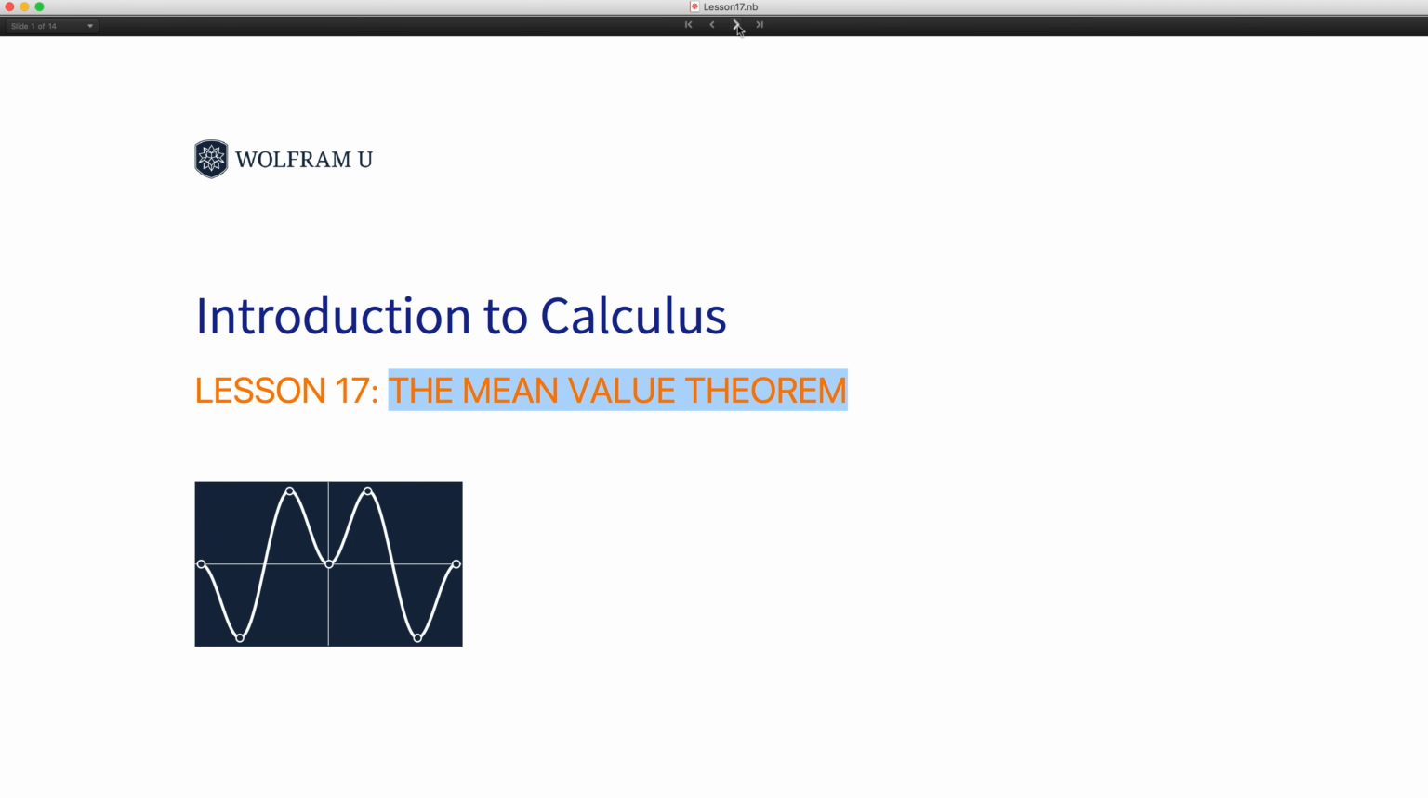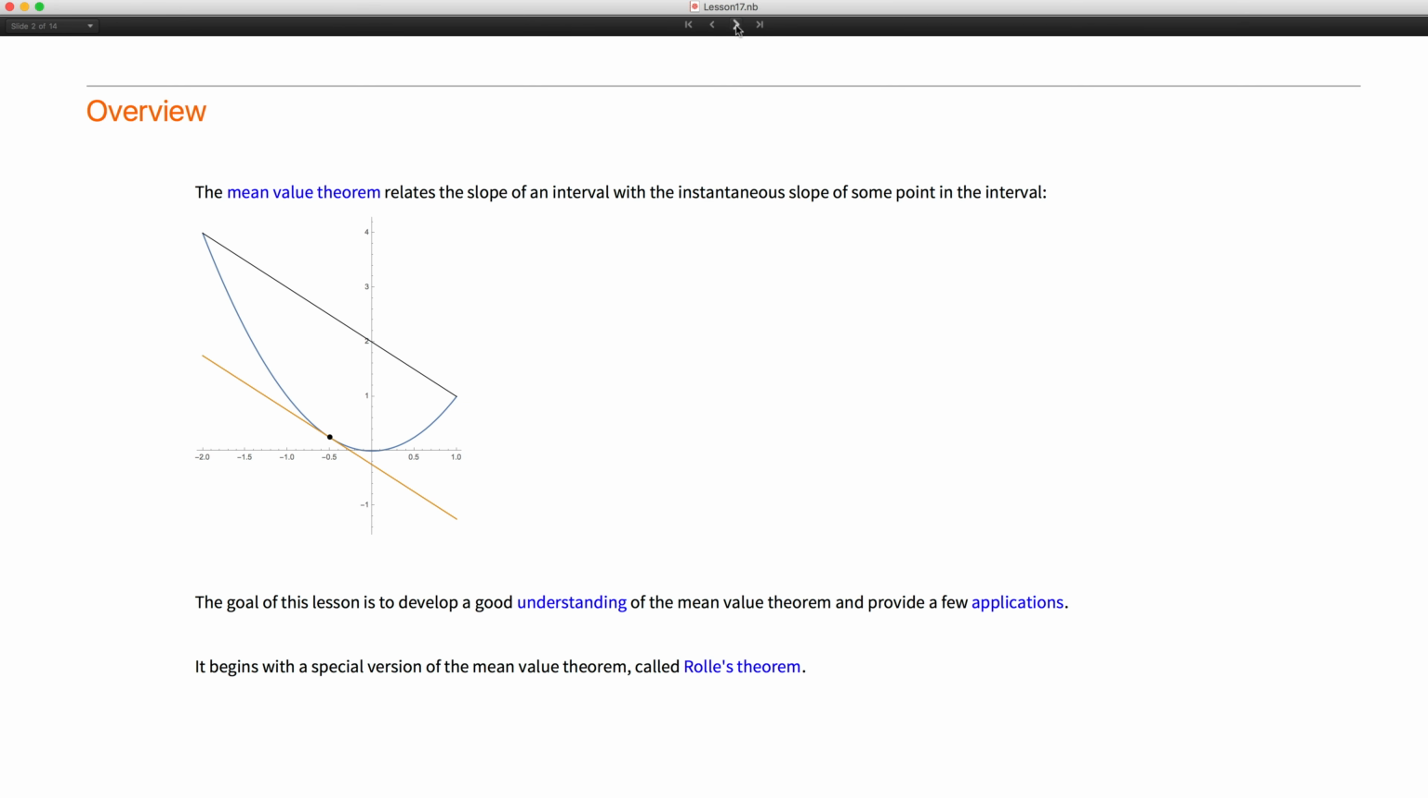So let's begin with a brief overview of the lesson. The mean value theorem, roughly speaking, relates the slope of an interval with the instantaneous slope of some point in the interval. Now, let's look at that a little bit more in detail.